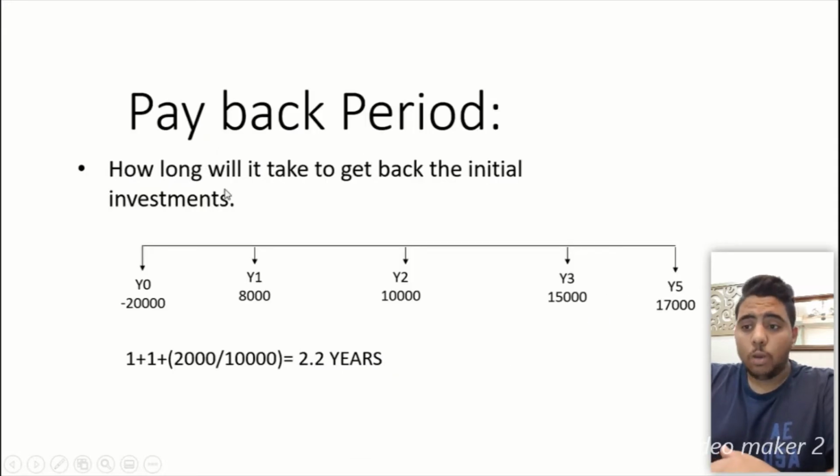Payback period is how long it will take for the organization to get back its initial investment. As shown here, the initial investment was 20,000. It took the organization 2 years and 0.2 to get back its initial investment.